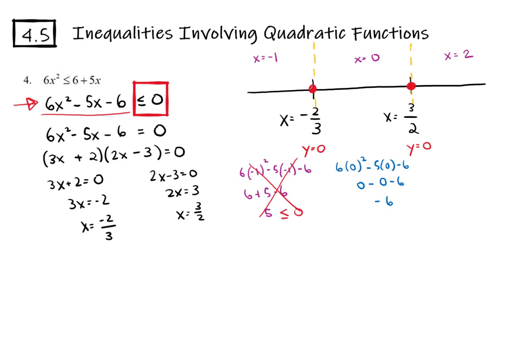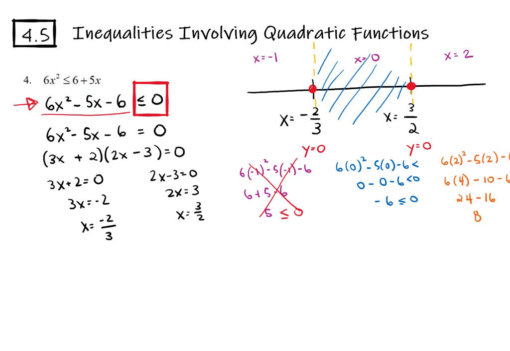And then when we plug 0 into that portion of the inequality, we get -6. -6 is less than or equal to 0. And so that is part of the solution, so I'm going to shade that part in. This region is part of our solutions. Let's try the next region. And when I plug in 2 into that portion of the inequality, I get 8. Is 8 less than or equal to 0? No, it's not. So this part is not a solution.